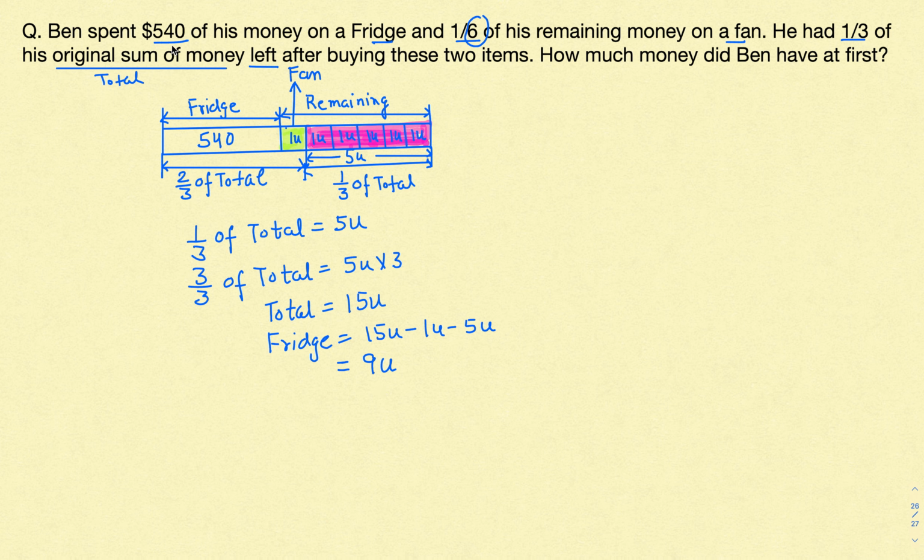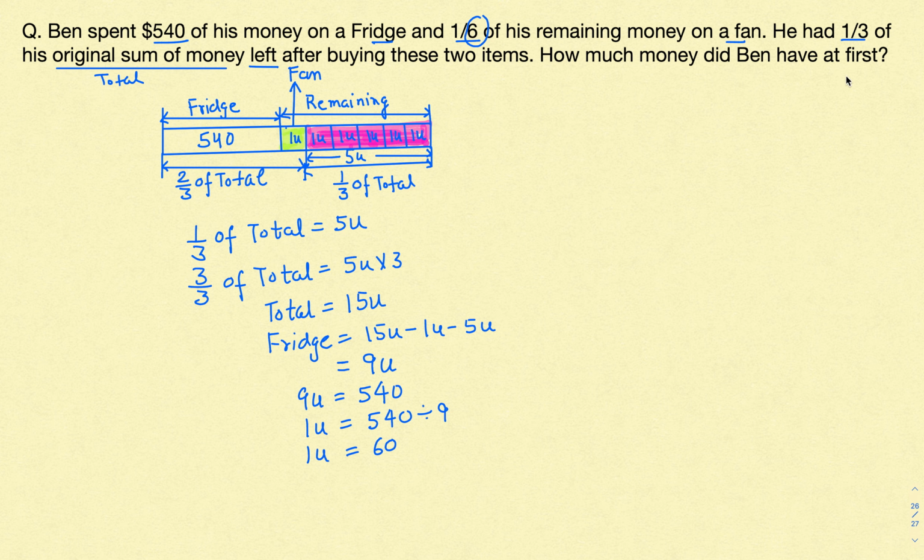And we know he has spent $540 to buy the fridge. So that means this 9 units should be equal to 540. So how much will 1 unit be? 1 unit will be 540 divided by 9. That will give us 60. So 1 unit is 60.